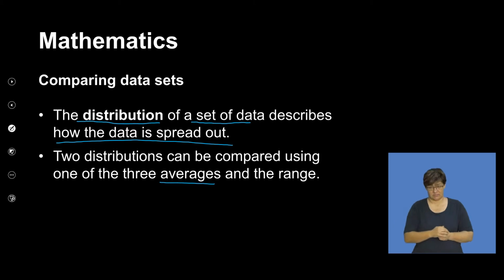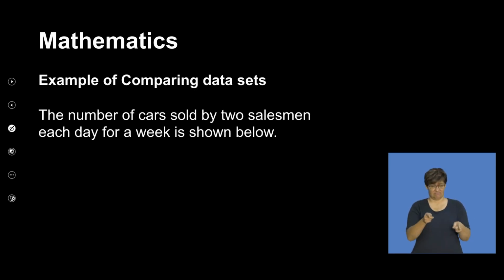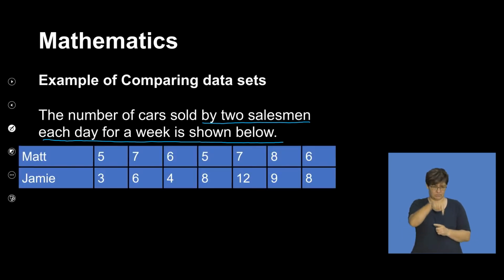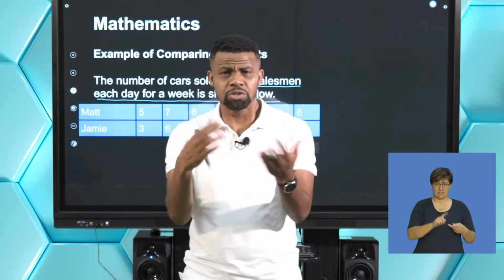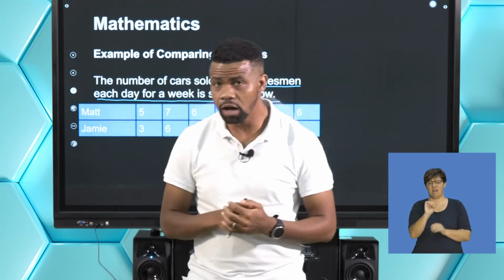So, and the range also. So, an example of comparing sets of data, let's look at it. The number of cars sold by 2 salesmen each day of the week is shown below. What you have is Matt and Jamie. They work for a dealership, they sell cars.